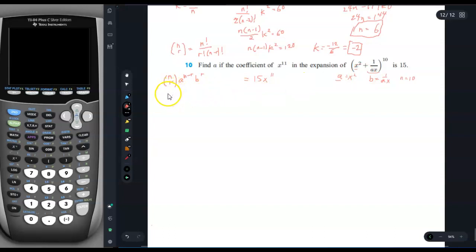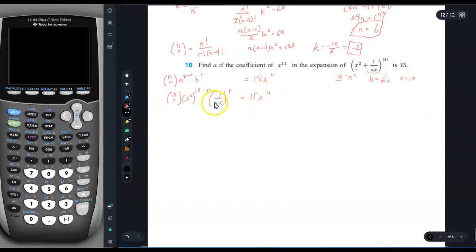Okay, so n choose r. That would be 10 choose r. We don't know what r is yet. The a value is x squared. Let's put parentheses around everything. N minus r would be 10 minus r. The b value is 1 over ax. Okay, this is the black a. Sorry to confuse you. Let's make it a blue a. And the b exponent is r. Okay, and so we know that this is equal to 15x to the 11th.